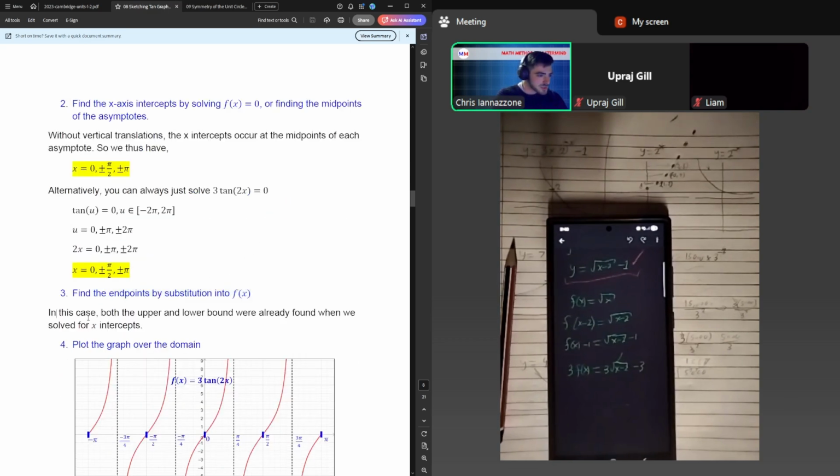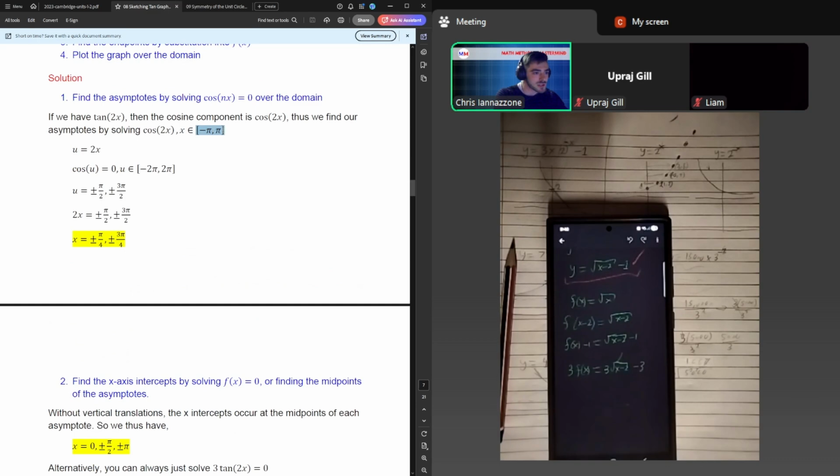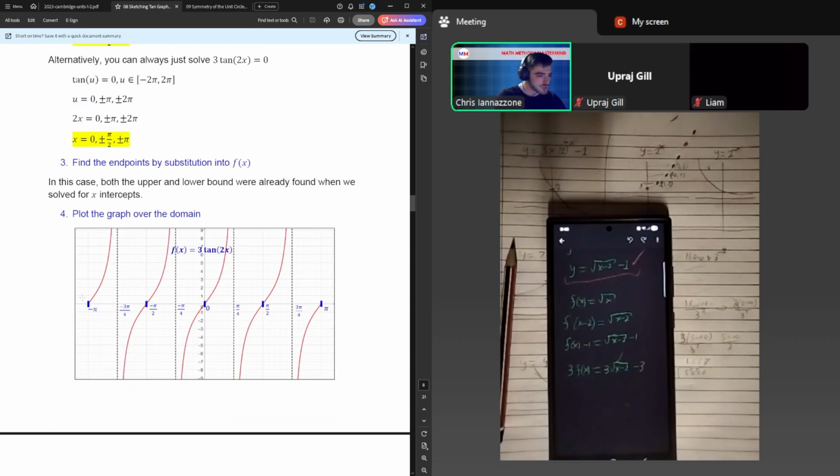If you need to find endpoints, you just sub in your values. The good news is we actually already did get endpoints. That plus minus pi means that we've already figured out the y values for the endpoints of our domain, which is why we end here and there.